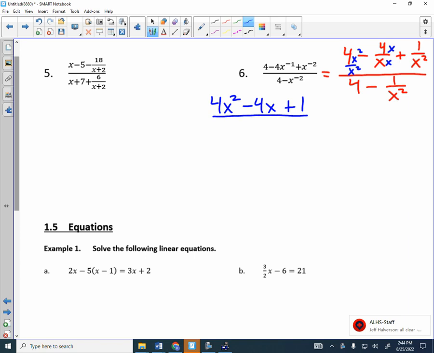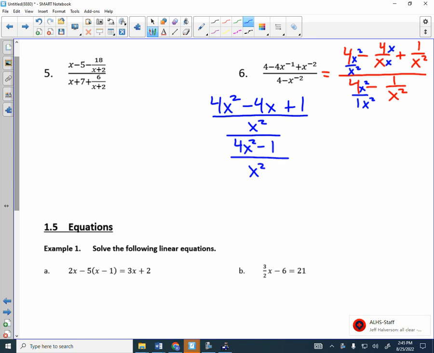And my new denominator is x squared divided by... good. So you already saw that you're going to multiply top and bottom by x squared there. And so now we have that common denominator. So you got 4x squared minus 1 over x squared.